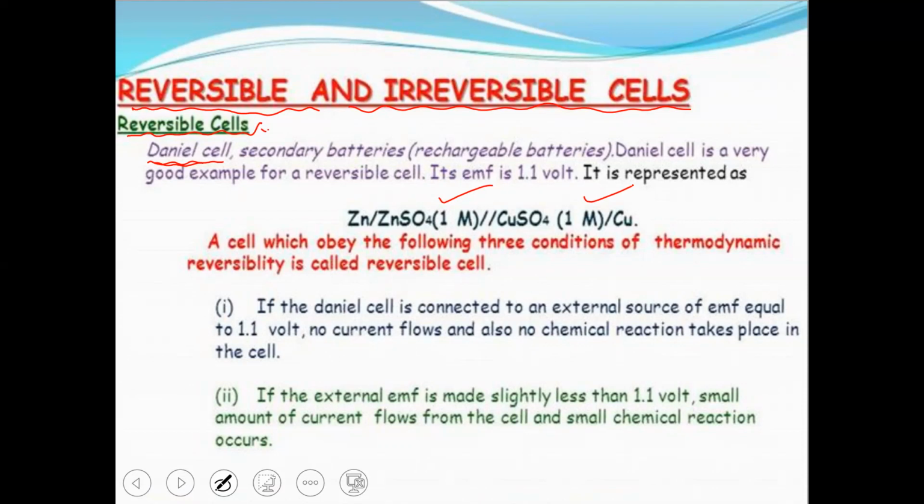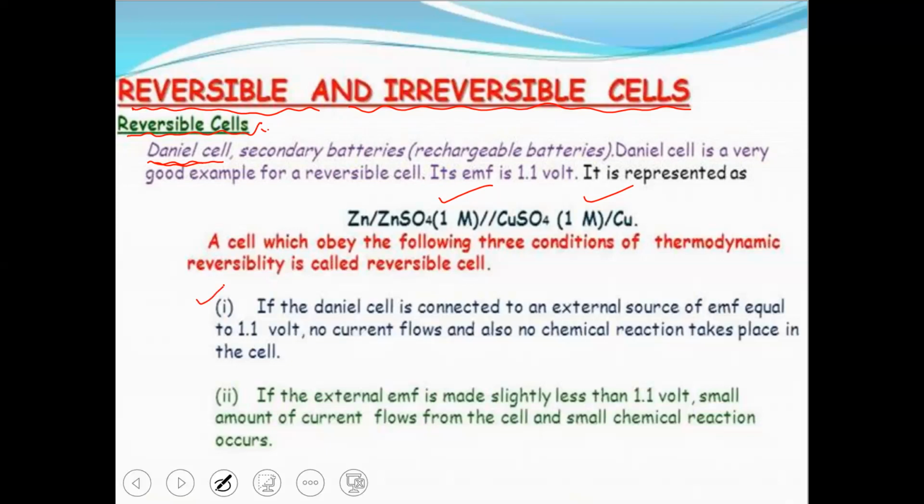Now, when do we call it a reversible cell? A cell which obeys the following three conditions of thermodynamic reversibility is called a reversible cell. So there are some thermodynamic conditions. If a cell obeys these three thermodynamic reversibility conditions, then only we can call it a reversible cell. So let's see what are these thermodynamic conditions.